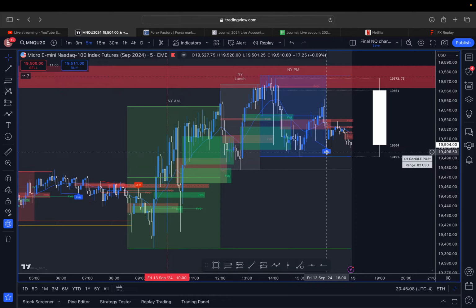Platforms I use: I trade on Ninja Trader, and I use TradingView, which is how I chart. Ninja Trader is what you use to copy your trades. I think it's the only broker that lets you copy your trades.